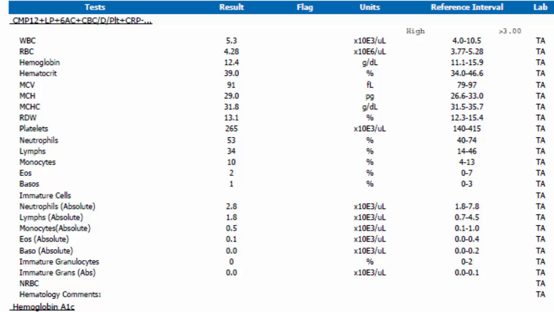So that'll do it for this video. In our next blood video, we will look at these components a little more closely and talk about some of the physiology and some of the disorders. So until then.